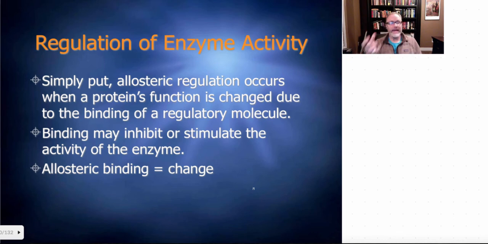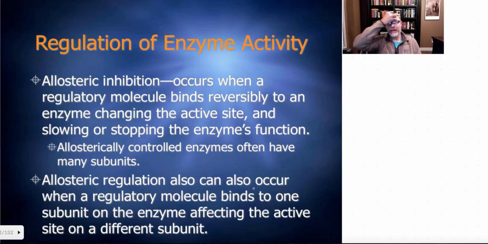So in some cases, that binding can change the active site to a shape that actually works. And in other cases, it can bind to and change the active site in a way that makes the enzyme not work. And the key point with allosteric binding is that we're going to get a binding and it's going to cause a change in the shape of the enzyme, either making it more active or less active. So with allosteric inhibition, this binding molecule changes the shape of the active site, it inhibits the reaction, and it slows or stops the enzyme's function.